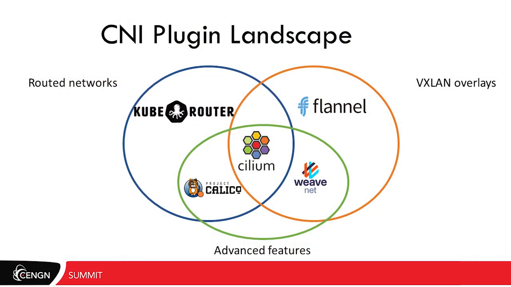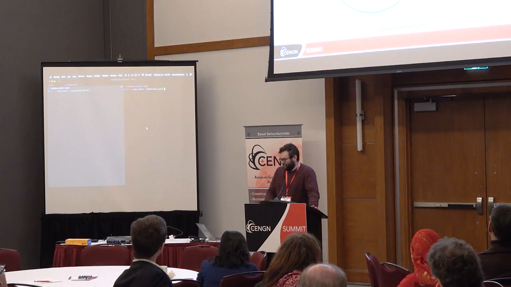A second type of CNI plugin that you see is implemented using VXLAN overlays to connect your containers together. Similar to Kube Router, Flannel is a dead simple implementation of the CNI plugin using VXLAN overlays. You can install Flannel and it'll help you have containers that can talk to each other, but outside of that you can't do much more.